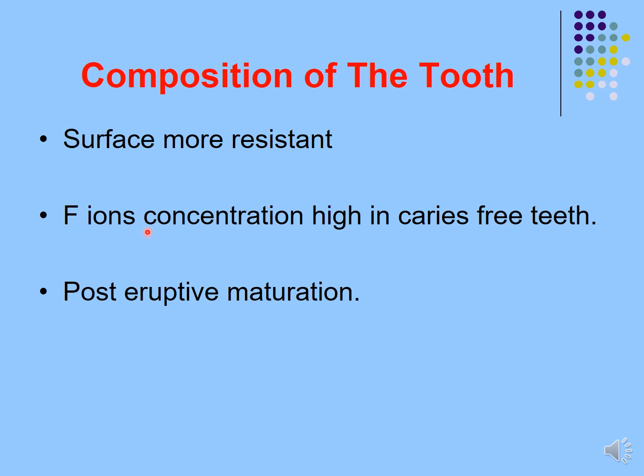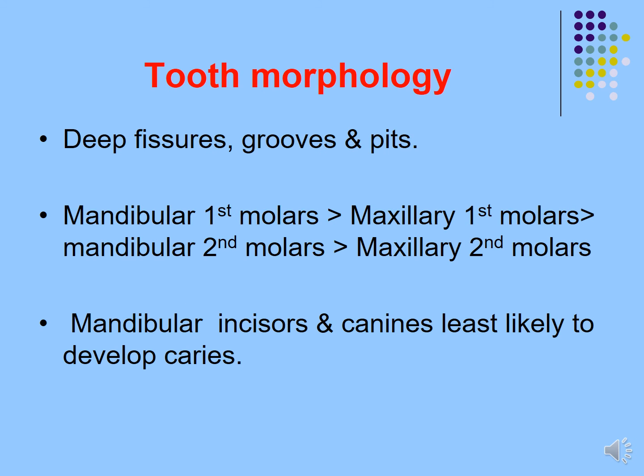Okay, another process that takes place is post-eruptive maturation, where the composition of the tooth slowly becomes resistant the longer it is in the oral cavity. When you look at the tooth morphology, how is that affected? Teeth that have deep fissures, grooves, and pits, as I mentioned to you, are more susceptible to dental caries.